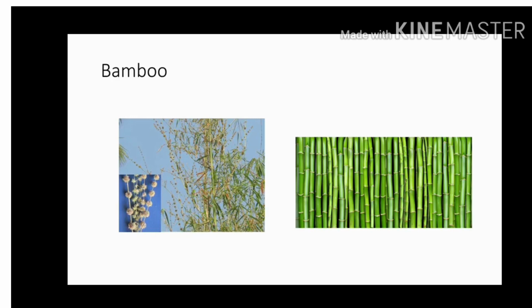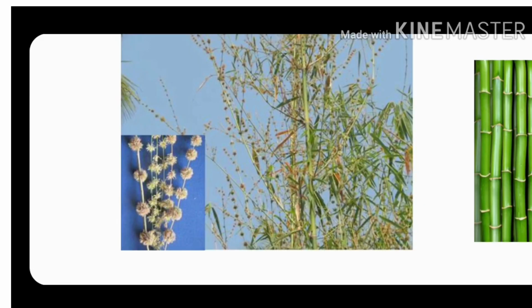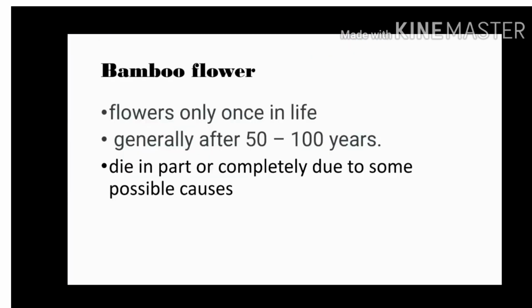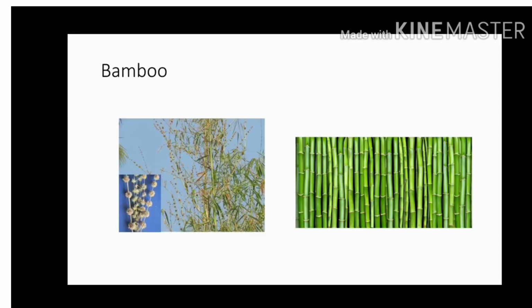See, this is the picture of the bamboo flower. In this picture, we can see the bamboo flowers. Okay, these are the bamboos, and what is the important point? They flower only once in a life, generally after 50 to 100 years.